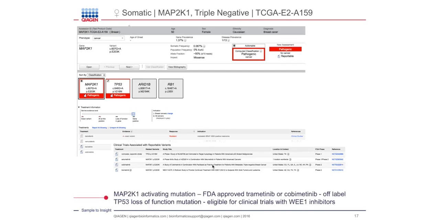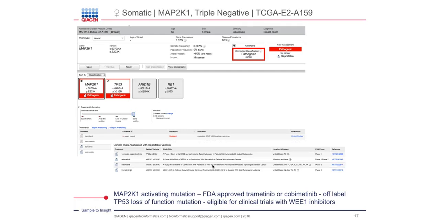So in the interest of time, without diving into the detail, we can see that the MAP2 kinase activating mutation has different FDA-approved treatments, but they would be off-label, so it would mean that the clinical team will have to go and ask different permission to the different agencies. But there's also clinical trial, and there's clinical trial as well into the P53 situation.